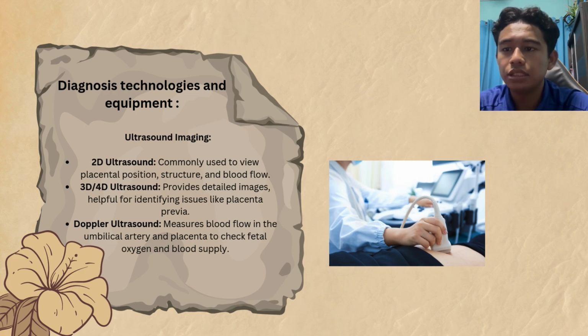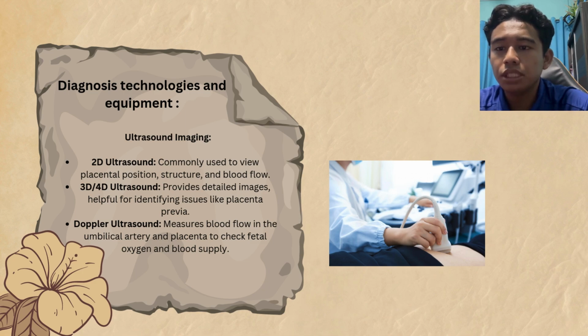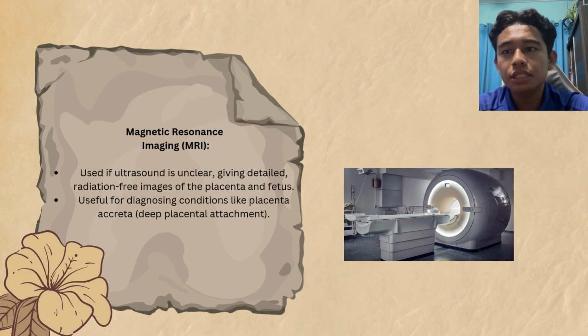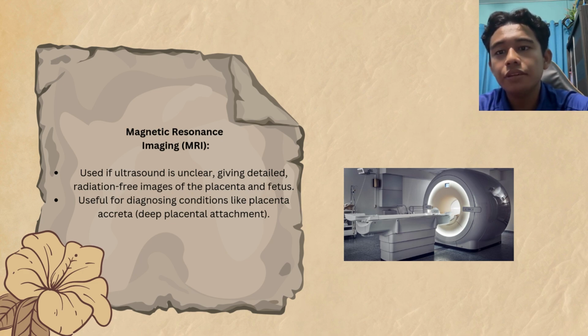3D or 4D ultrasound provides detailed images helpful for identifying issues like placenta previa. Doppler ultrasound measures blood flow in the umbilical artery and placenta to check fetal oxygen and blood supply. Magnetic resonance imaging (MRI) is used if ultrasound is unclear, giving detailed, radiation-free images of the placenta and fetus, useful for diagnosing conditions like placenta accreta.